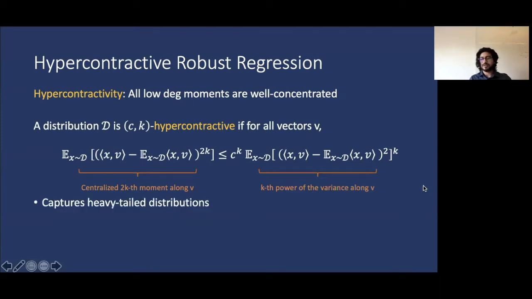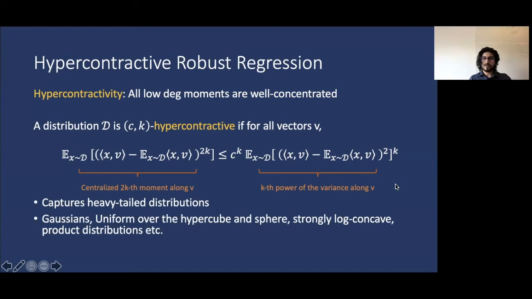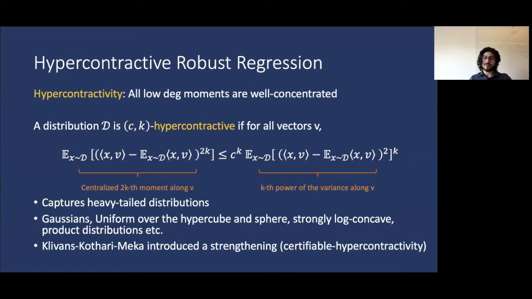Okay, so this is a well-studied analytic condition, and it shows up in the context of robust estimators for mean, covariance, mixtures of Gaussians, subspace recovery, and so on. And it captures a large family of heavy-tailed distributions. In particular, it captures the following well-studied important families of distributions, including Gaussians, uniform distributions on the hypercube and sphere, strongly log-concave distributions, Poisson distributions, and so on. And in the context of robust regression, Klivans, Kothari, and Meka introduced a strengthening of this property, which they refer to as certifiable hypercontractivity. And this is what we will work with. I will ignore the distinction between hypercontractivity and certifiable hypercontractivity for now. But let me say that all of the examples that I mentioned here for distributions that are hypercontractive are also certifiably hypercontractive.